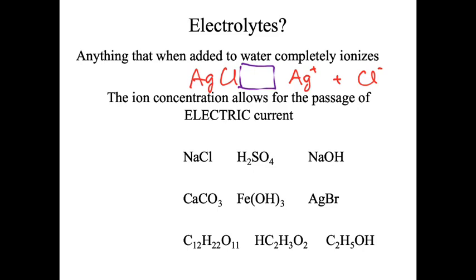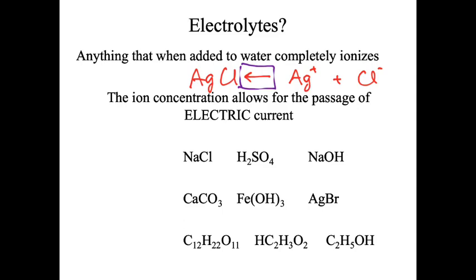insoluble, which means what arrow should I see here? It should go to the left. It does not ionize. Okay? So that compound is a non-electrolyte because it doesn't make ions. Sodium chloride is an electrolyte because it does make ions.